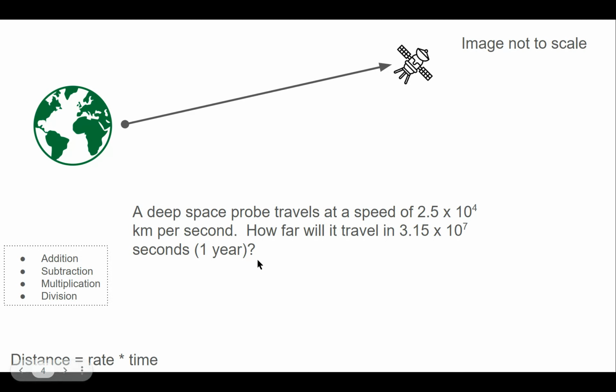Okay, rate times time. Rate is another word for speed, which you got right here, and time is just the number of seconds. So we just multiply them together.